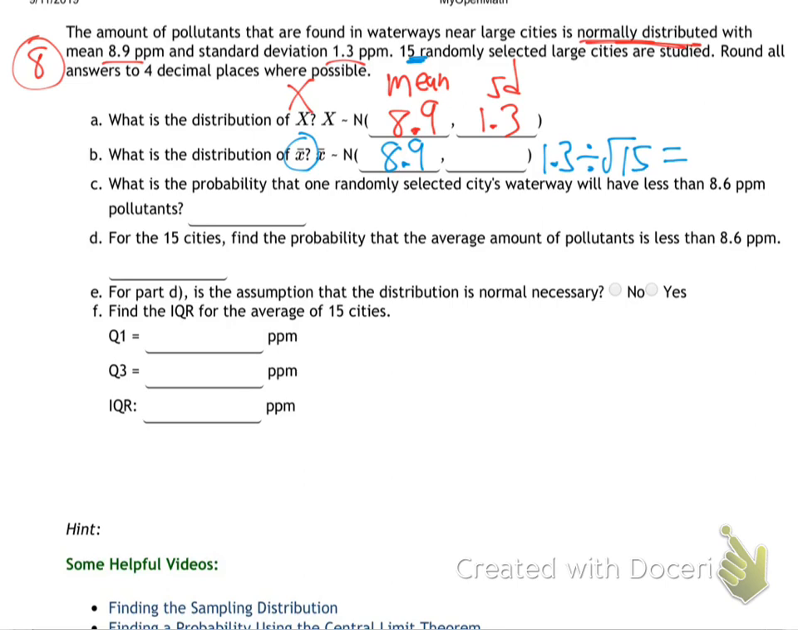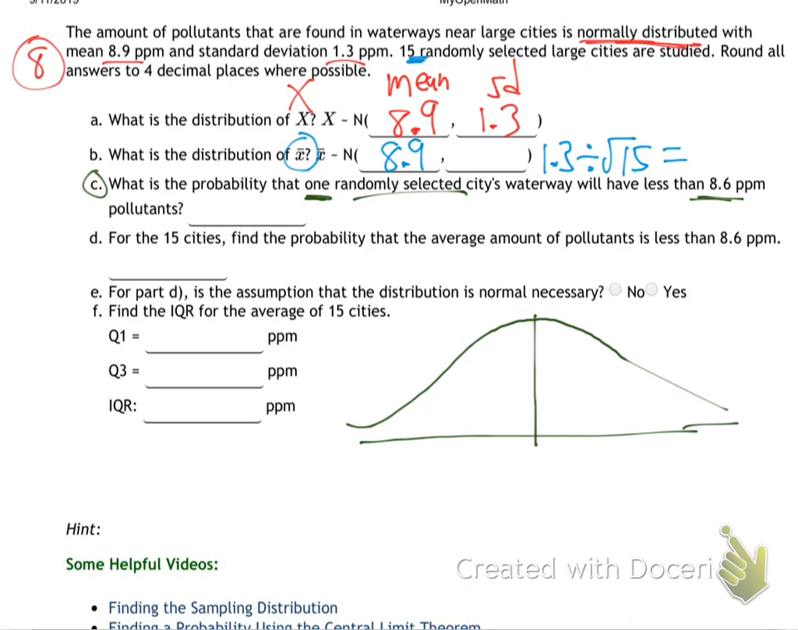Question C. Coming on down to question C. What is the probability that one, that's just one, right? It's all about, is it one or a group? That's one randomly selected city waterway less than 8.6. So draw the bell curve. Always put the middle on there. The middle is 8.9. That's the average amount of pollutants near a large city. And they're saying, what's the probability that it'll be less than 8.6?